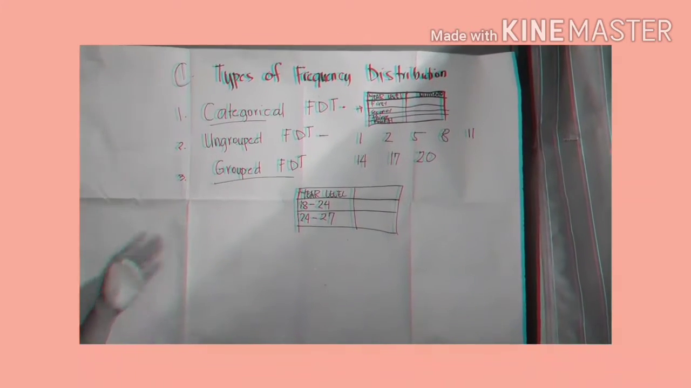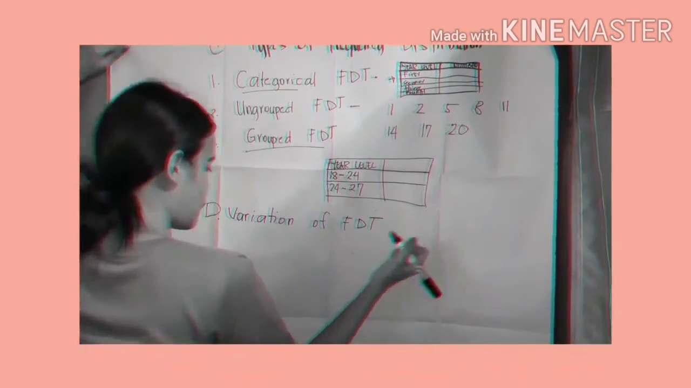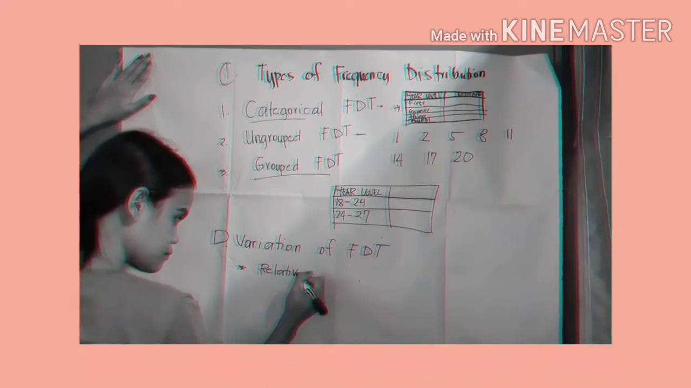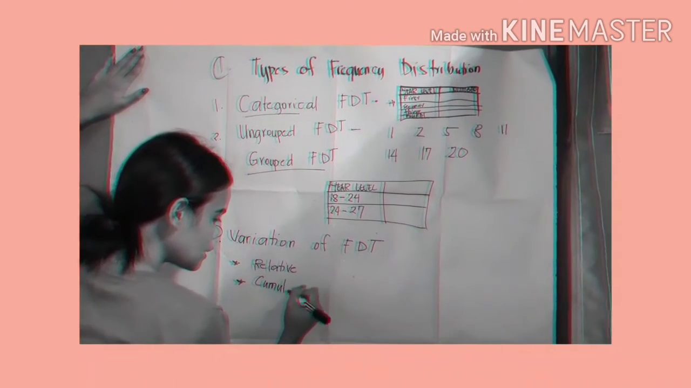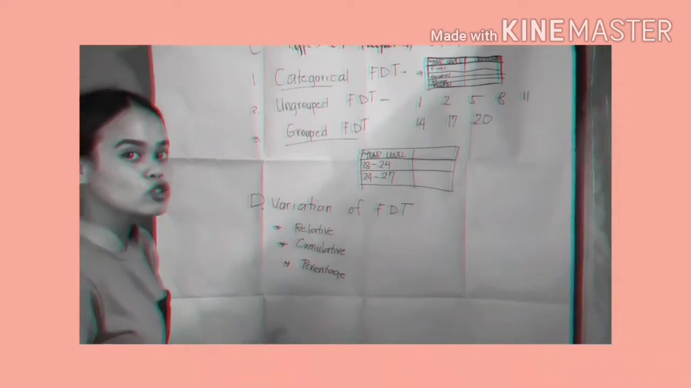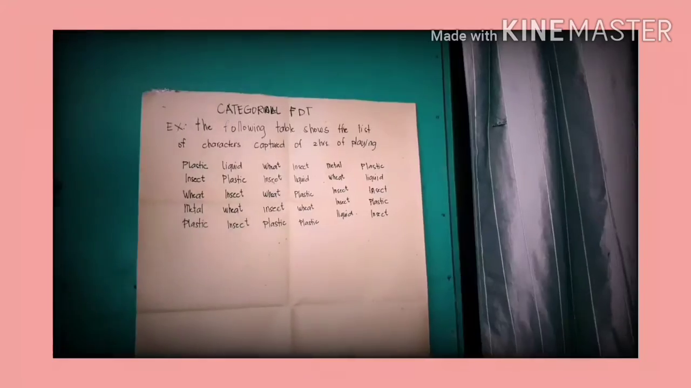So next, the last category of FDT is variation of FDT. So variation of FDT composed of three: the relative, cumulative, and percentage. So in our next discussions, we will going to know on how to solve relative FDT, cumulative FDT, and percentage FDT. All of categorical FDT.